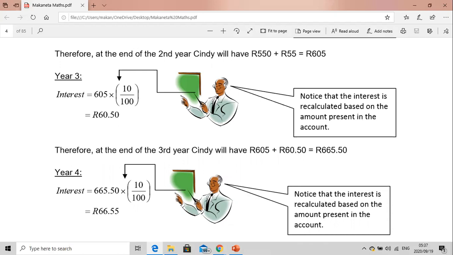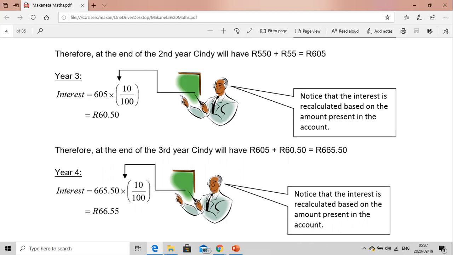And once again, by the end of the third year, again, you do interest on interest. So in other words, you calculate 10% of 605 rands, which is the total amount. And this will lead you to a new interest value of 60 rands and 50 cents. And if you add that to 605 rands, you will get 665 rands and 50 cents.